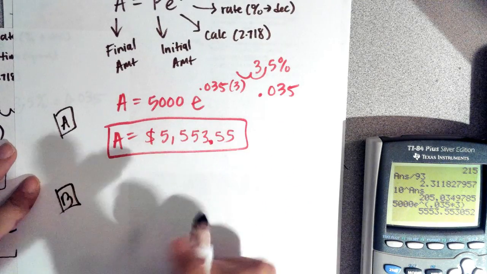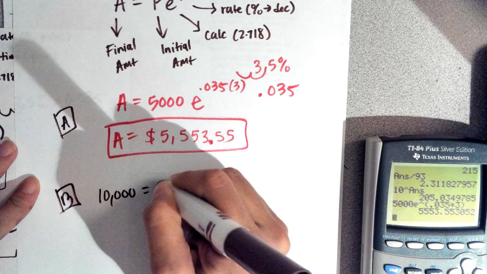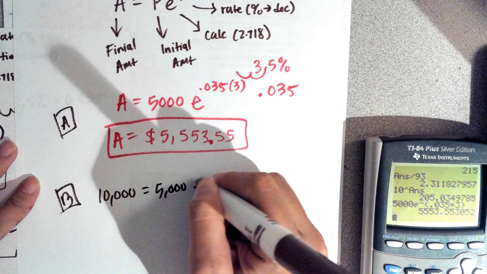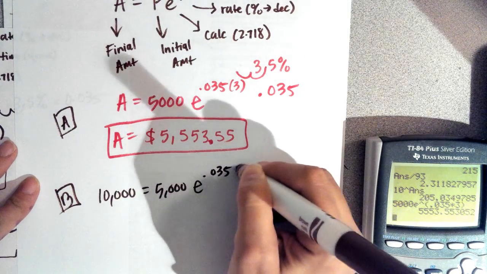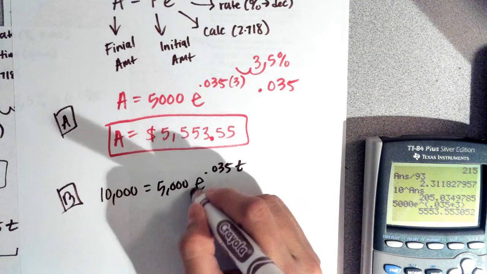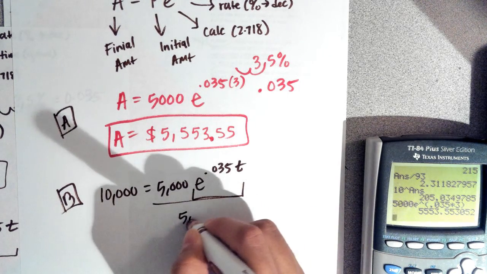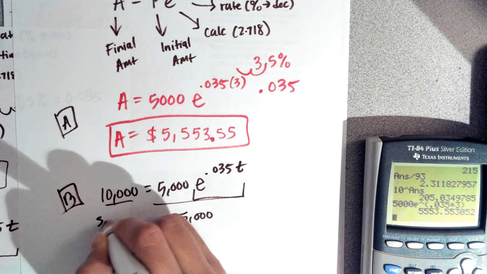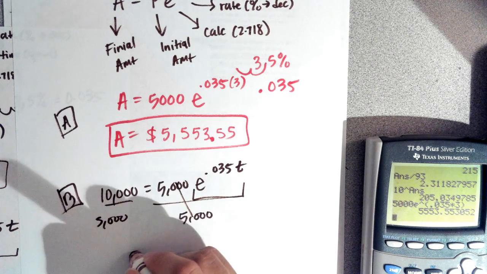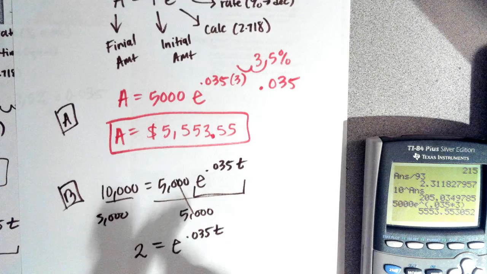So I'm going to use the same equation, but I'm going to double the 5,000. So now it's 10,000. My initial is still 5,000. My rate stays the same, but now I'm looking for the new time. So I need to get the E exponential part by itself. So I'm going to divide by 5,000. So you get 2 equals E to the 0.035t.